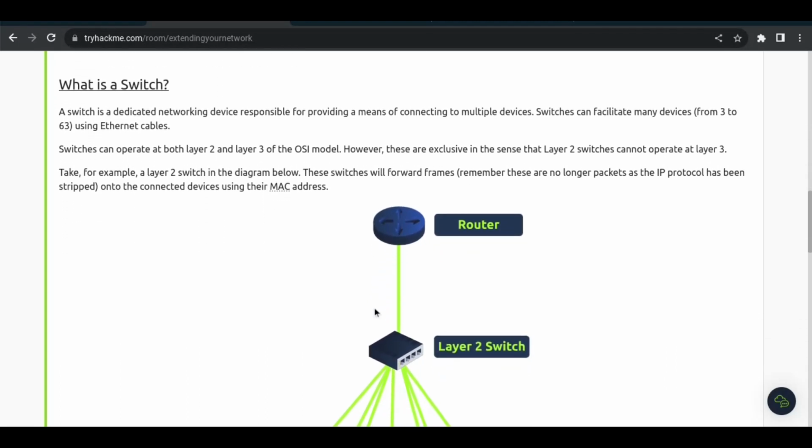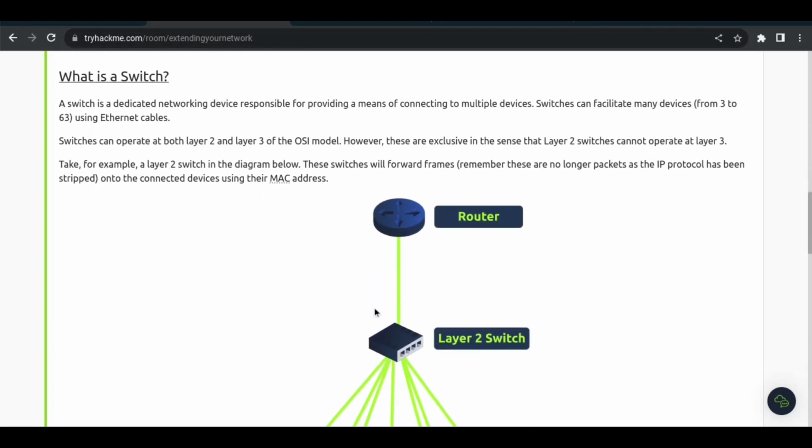Moving on to what is a switch. A switch is a dedicated networking device responsible for providing a means of connecting to multiple devices. Switches can facilitate many devices from 3 to 63 using Ethernet cables. Switches can operate at both layer 2 and layer 3 of the OSI model. However, these are exclusive in the sense that layer 2 switches cannot be operated at layer 3.